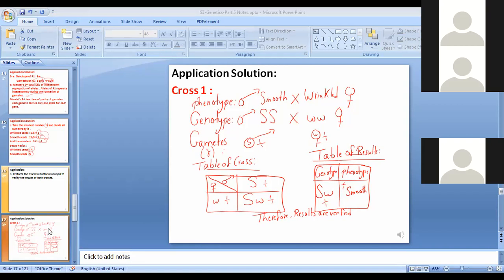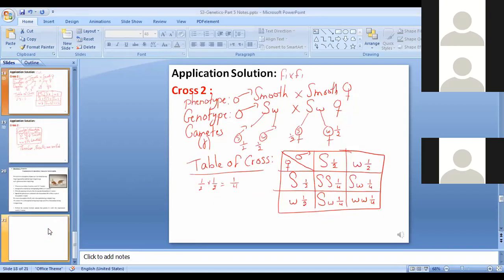However, when we move to cross 2, F1 with F1, so SW crossed with SW. Phenotype first, then genotype, then gametes. S is half, and W is half.